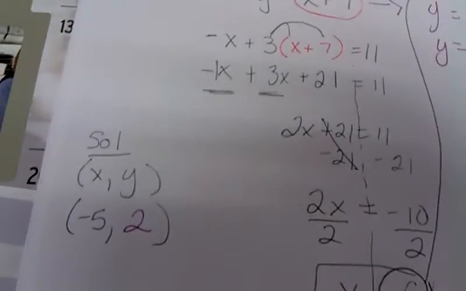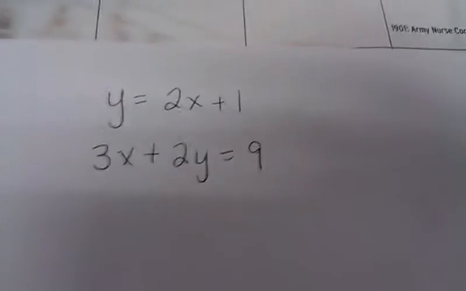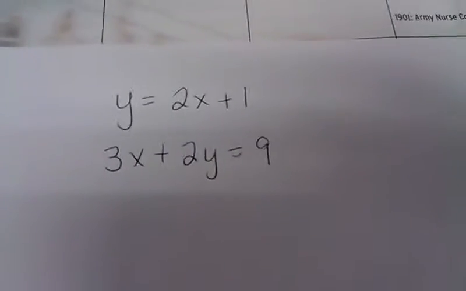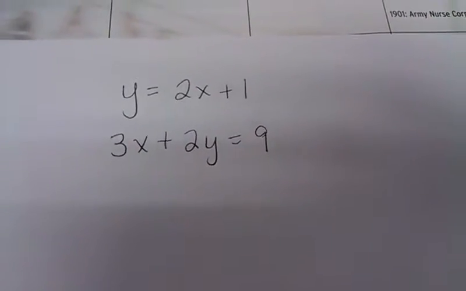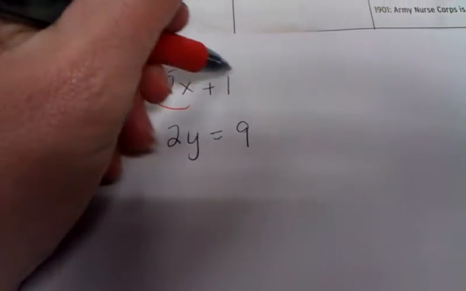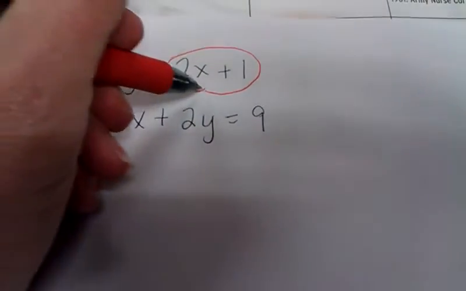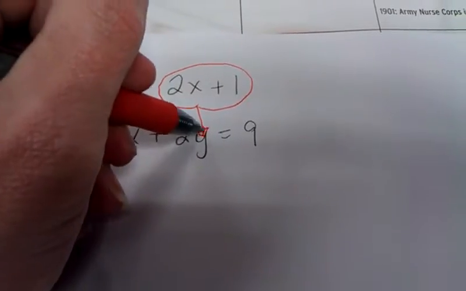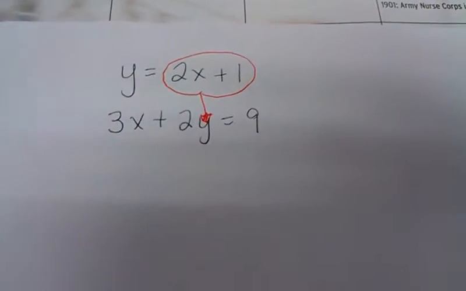Let's try one more. Here are my equations, my system. One of them is written in y equals form. So I'm going to circle what y equals, and I'm going to draw an arrow to go to the correct variable. It's substituting in for y.